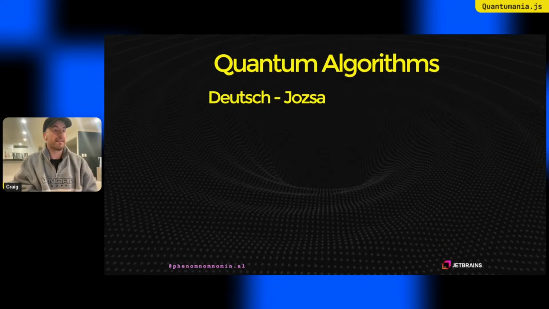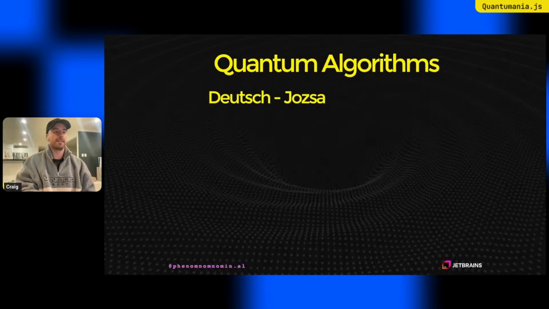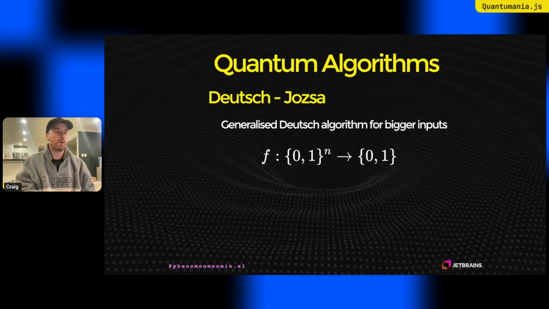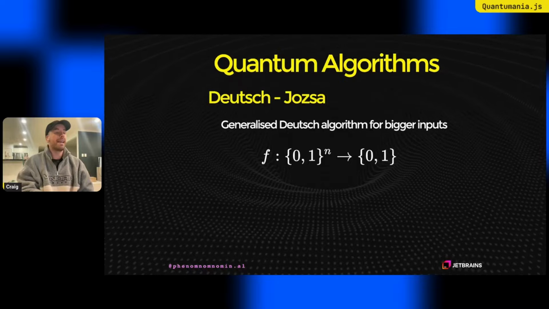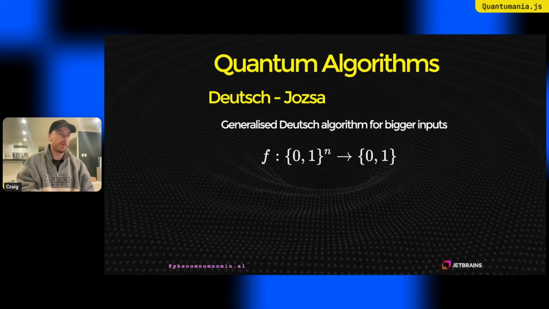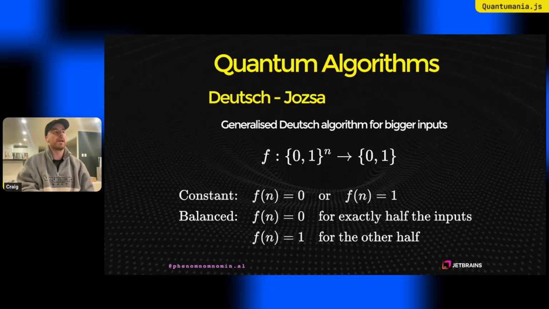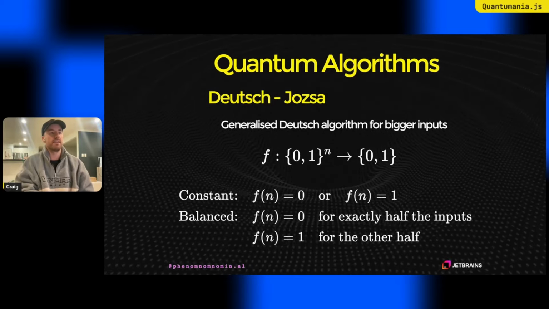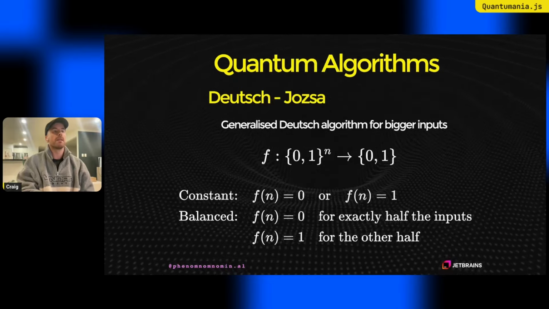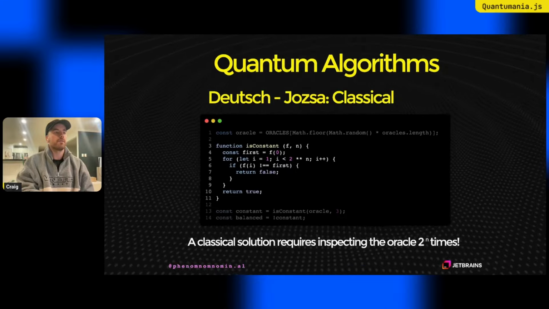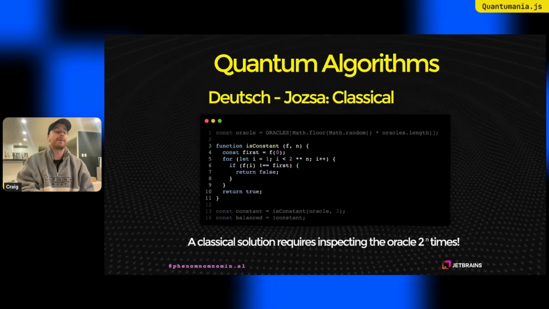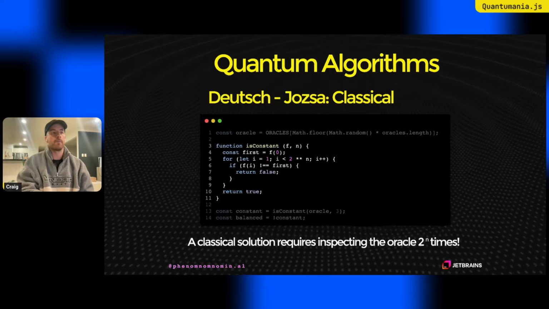But the more generalized version of the algorithm is where this gets interesting. This is generalized for bigger inputs. If we have a function with n inputs, all 0 or 1, if they all equal 0 or all equal 1, it's constant. And it's balanced if half of the inputs have 0 as the output and exactly the other half have 1. In the classical version of this, we have to inspect the oracle 2 to the power of n times. So it gets very slow very quickly, especially if you don't know what the function is and how long it takes to operate.